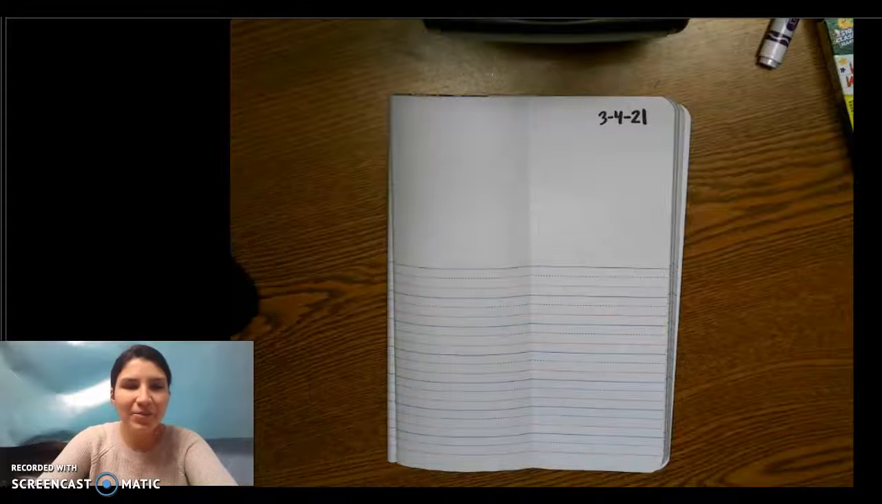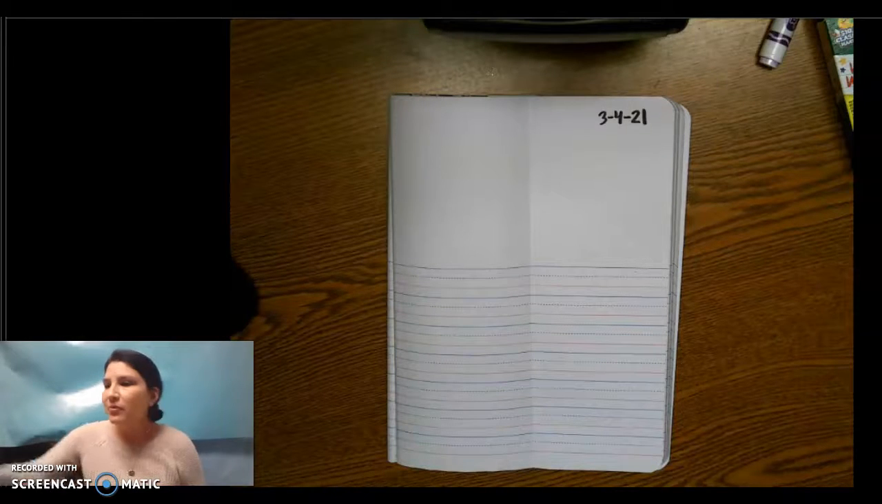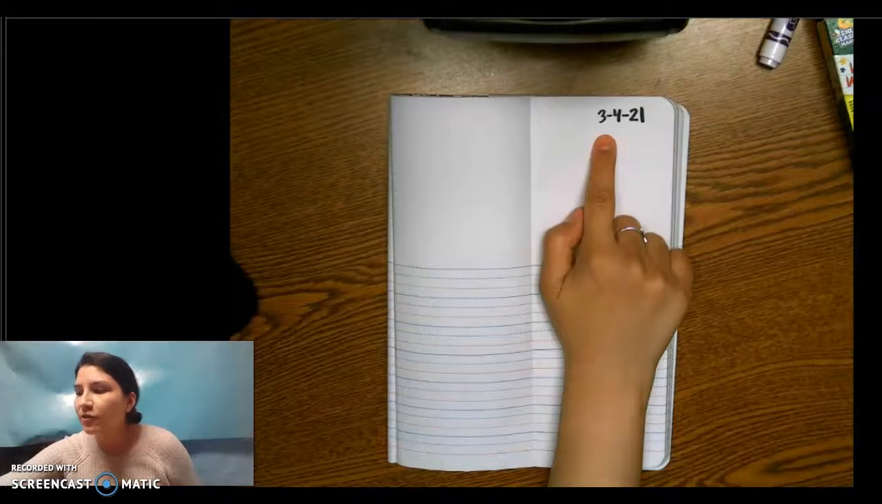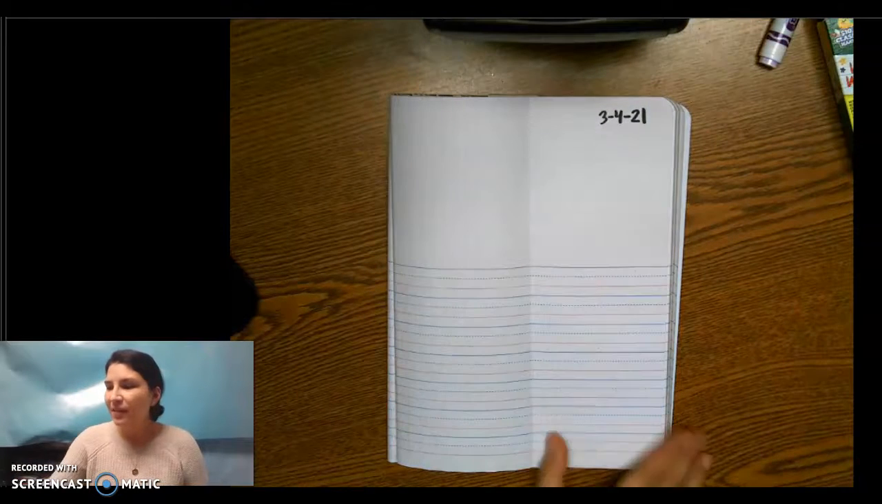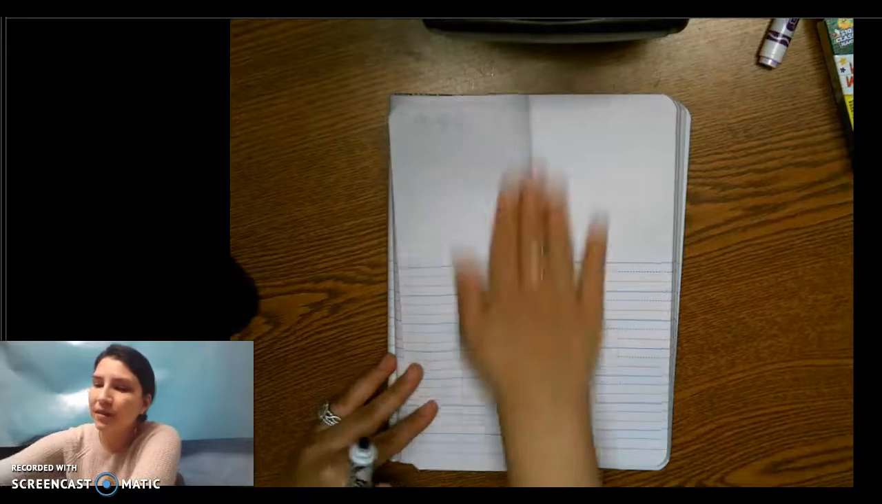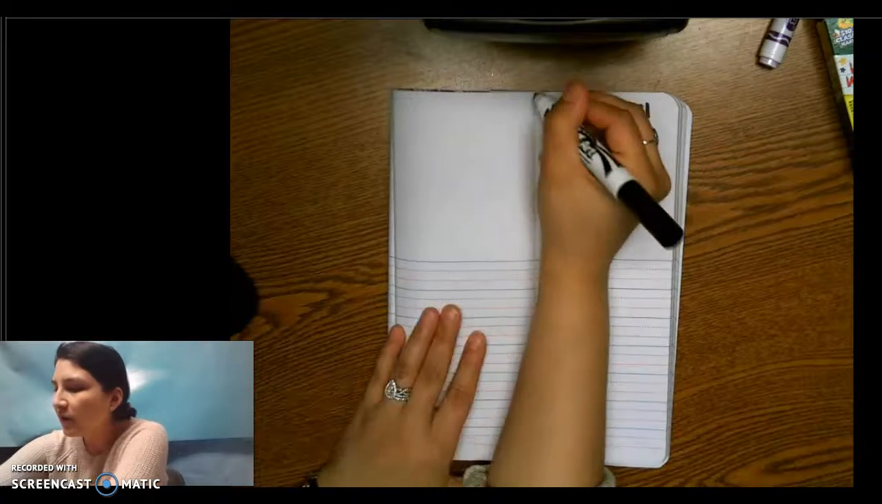Hi there, for today's reading activity, we are going to be focusing on setting. So what I would like for you to do is write today's date, 3-4-21. Then get your journal, get the page and fold it down the middle. Draw a line. We've done this before.